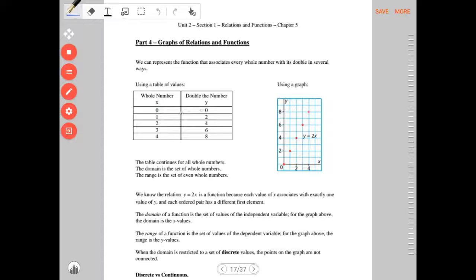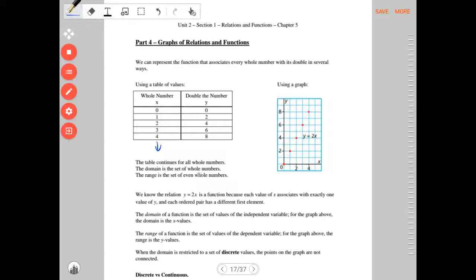So if we start with 0, double 0 is 0. If we start with 1, double 1 is 2. If we start with 2, double 2 is 4. If we start with 3, double 3 is 6. If we start with 4, double 4 is 8. So the table continues for all whole numbers.